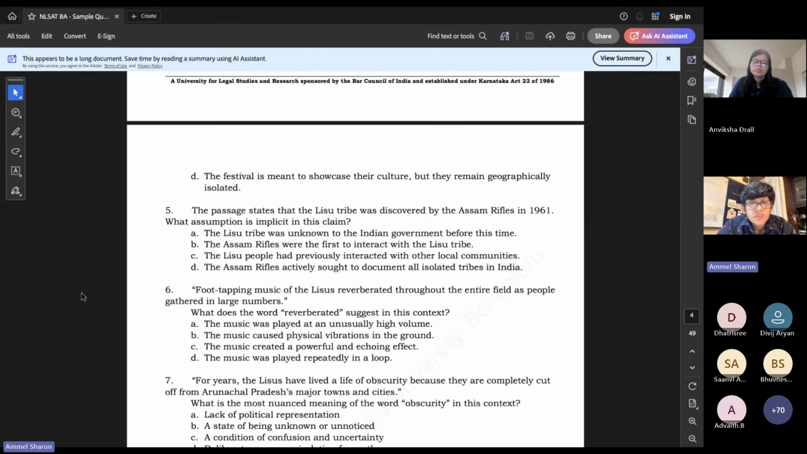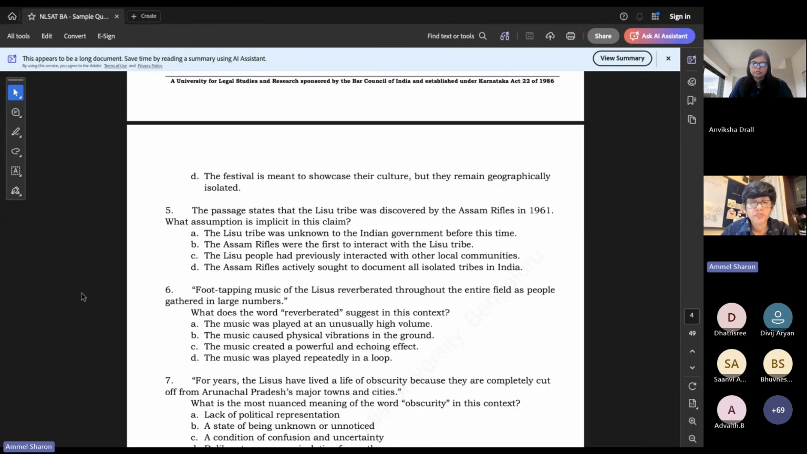The Assam Rifles were the first to interact with the Lisu tribe. We don't know about that. The Lisu people had previously interacted with other local communities, again outside the scope of the passage. The Assam Rifles actively sought to document all isolated tribes in India. That is simply not true. That doesn't come from the passage at all.